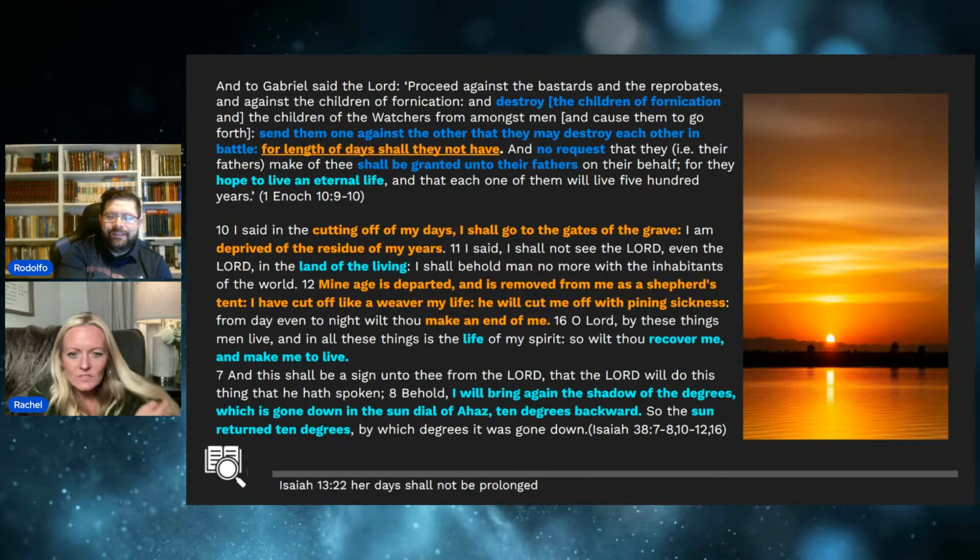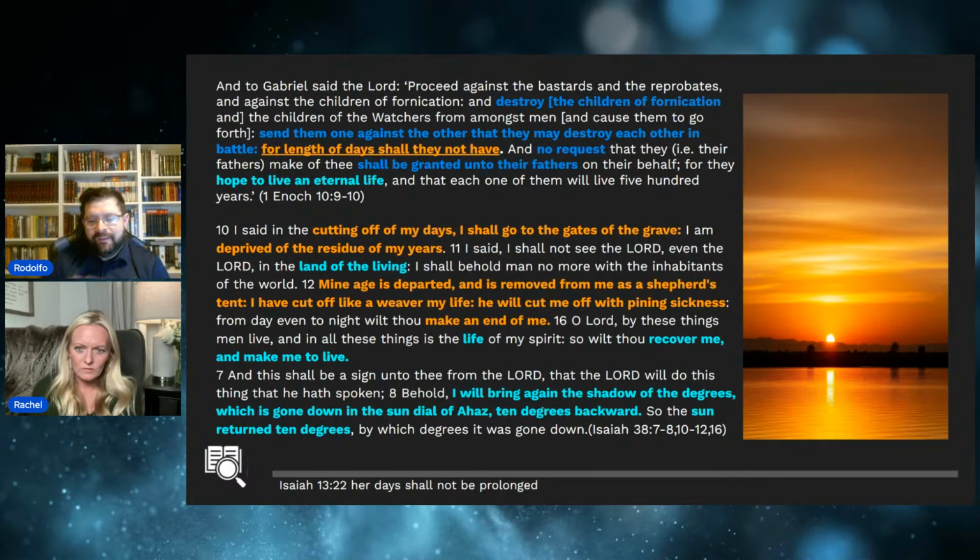Let's see. So he says, "Men live in all these things, is the life of my spirit. So wilt thou recover me and make me to live." The wording is not the same, but the sign he's given is that the Lord will bring again the shadow of degrees, which has gone down in the sundial of Ahaz, ten degrees backward. So the sun returns ten degrees, and he's given, is it fifteen years of life again? Fourteen. So he's given this prolonged life through the sacrifice and offering that he gives the Lord, which plays into this idea of a proxy savior again.